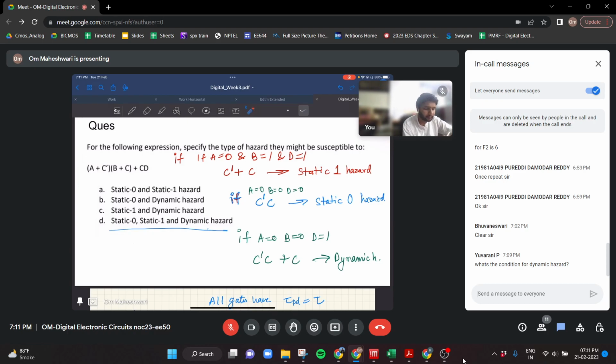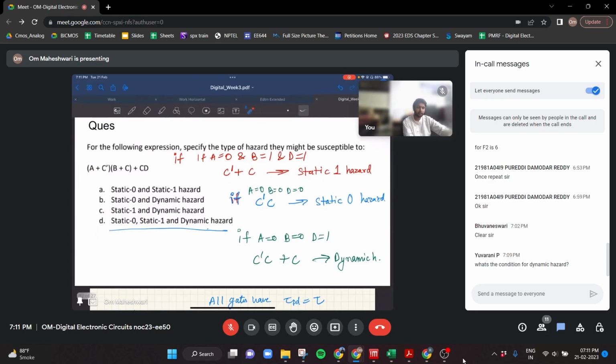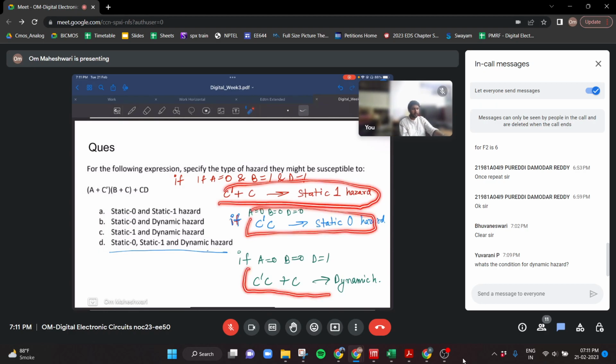If you still have doubts, please visit the two videos in week 3 lectures. It is explained very well. But if you have any doubt here currently, please let me know. These are actually the three conditions: static 1 hazard, static 0 hazard, and dynamic hazard. In this circuit, we have all three in this expression.